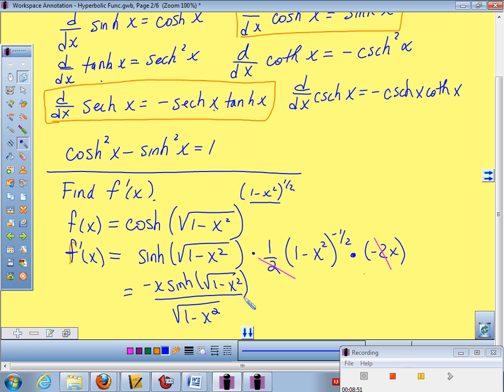Nothing more than a normal product, quotient, and chain rule. Just a couple slight changes with our derivatives of these hyperbolic trig functions.